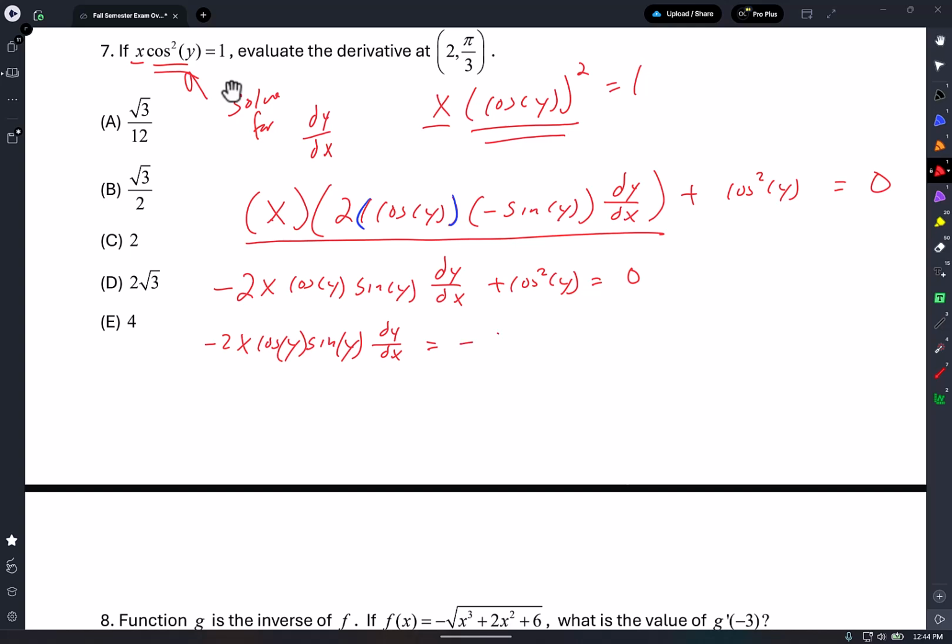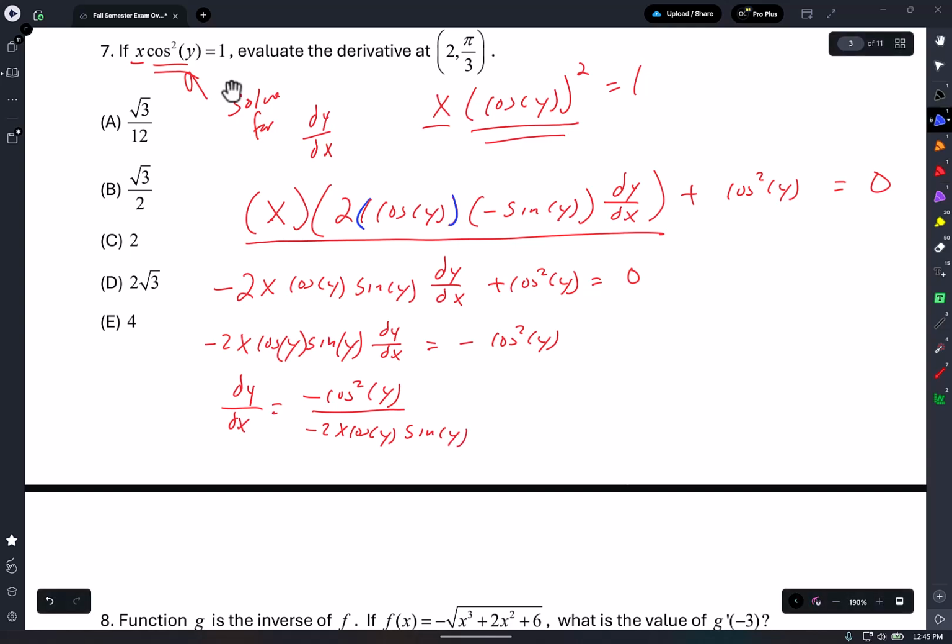Equals a negative cosine squared y. And I'm just going to divide by everything here. So dy/dx equals negative cosine squared y over -2x cosine y sine y. You can if you want. It depends. Some of you did it, some of you didn't. Negative divided by negative is a positive, so you can close that out.